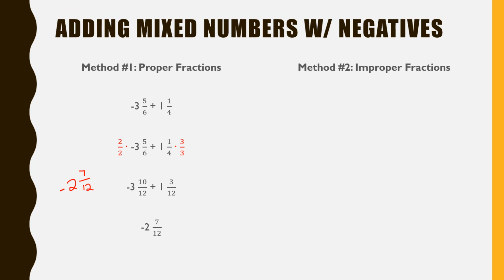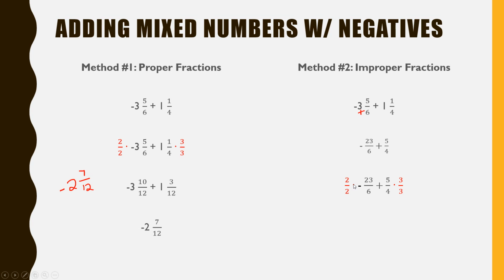Now let's look at it with improper fractions as well. So first thing, you have to change into improper fractions. Again, you multiply the whole number by the denominator. 3 times 6 is 18, plus 5 is 23. So 23 goes in the numerator, and you keep the denominator the same. You do have to make equivalent fractions and get a common denominator, and we know that common denominator is going to be 12. So we have to multiply this left fraction by 2, and this right fraction by 3.